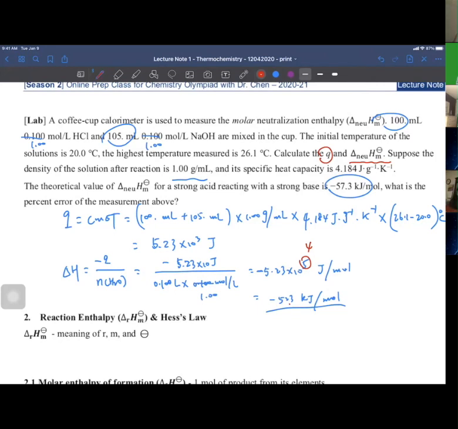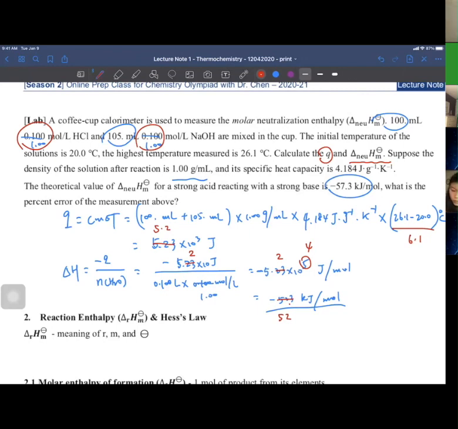Very good point. Thank you. Yeah, so this is 6.1. So we should change our answer here into 5.2, 5.2 as well. So the final answer will be negative 52 kilojoule per mole. Guys, please make the change here. Here, it should be 1.00 mole per liter.